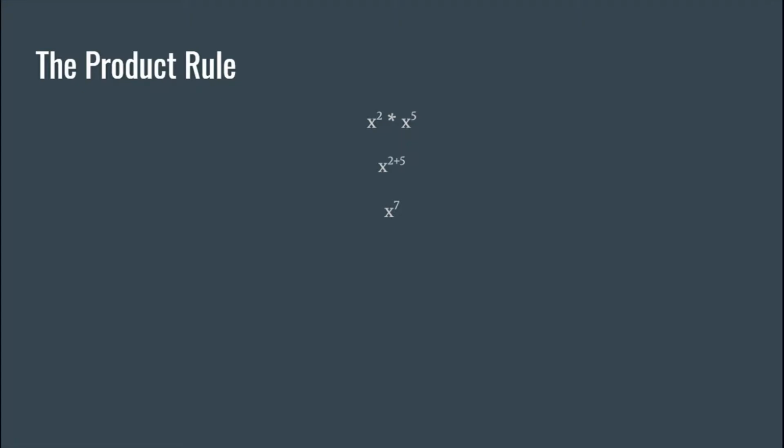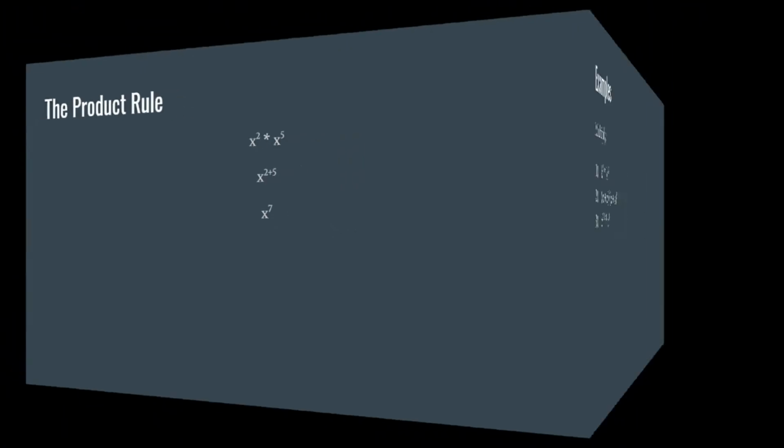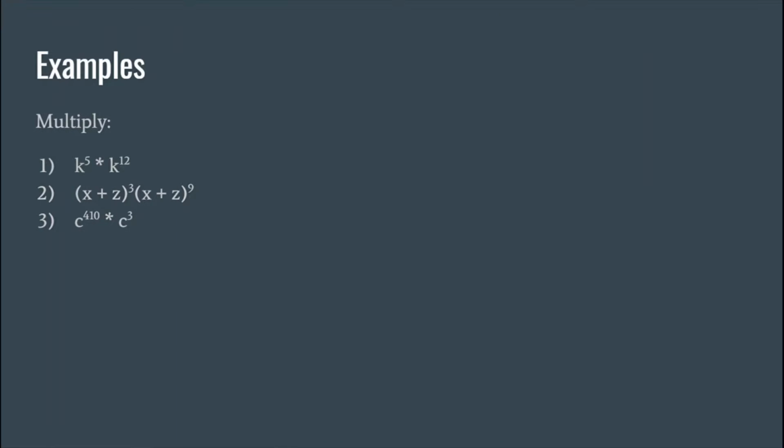Okay, so let's go through some examples. Let's multiply these together. Number 1, k to the 5th times k to the 12th. We got the same base, so we add the exponents together. So you should have gotten k to the 17th power.